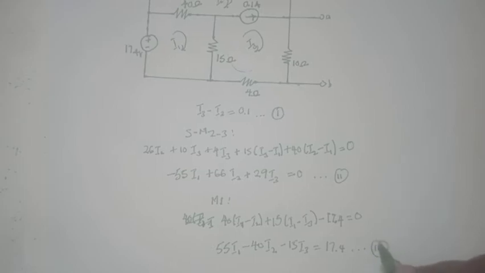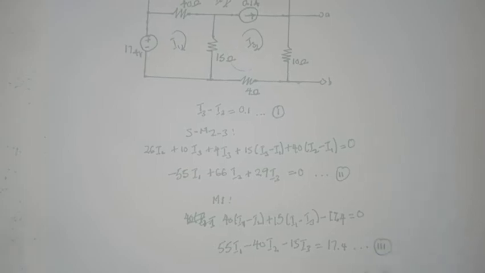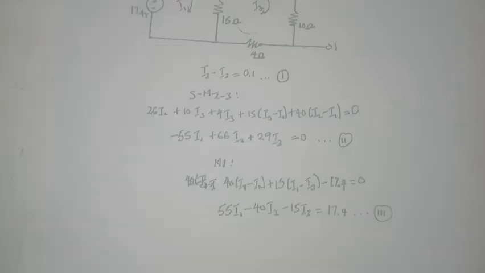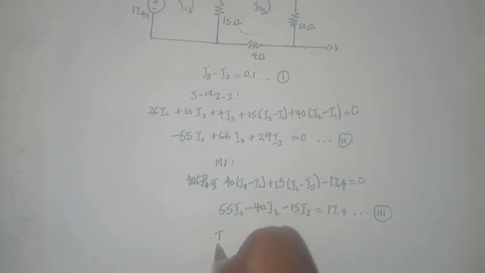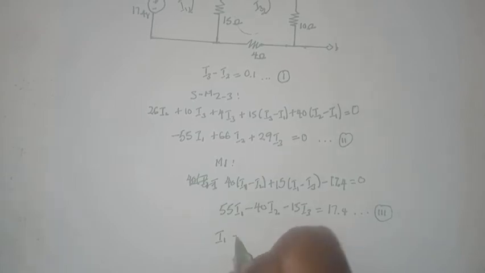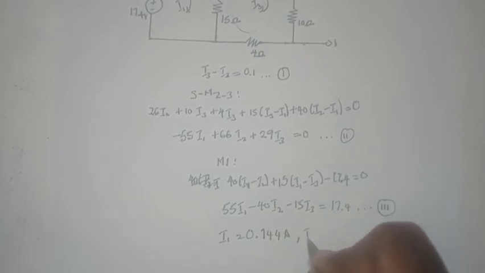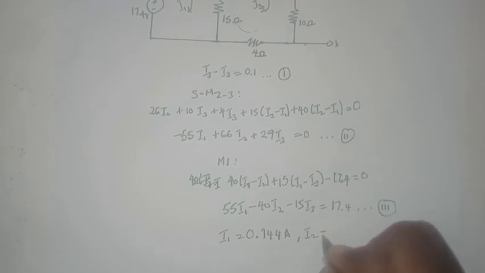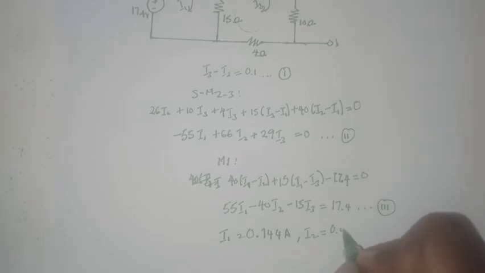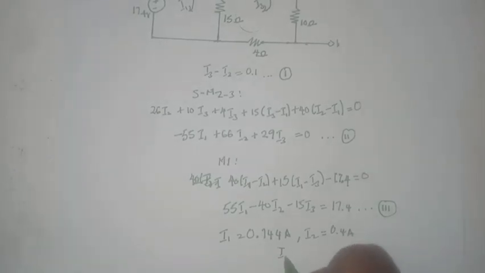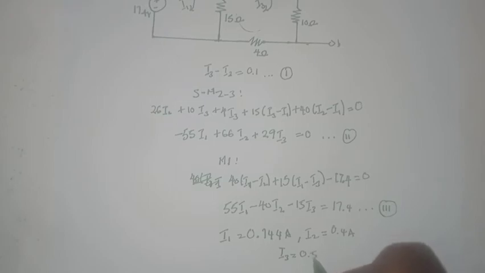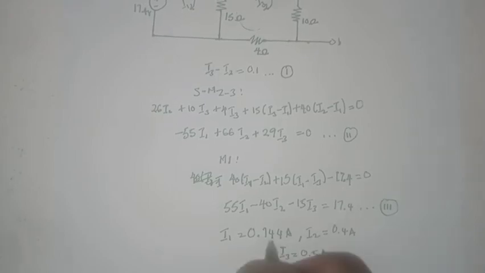We can then proceed to solving these equations simultaneously to get the value of I1, I2, and I3. With this, we say that the value of I1 would be equals to 0.744 amperes, I2 would be equals to 0.4 amperes, and I3 would be equal to 0.5 amperes.